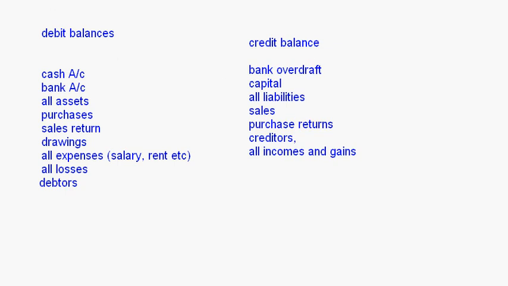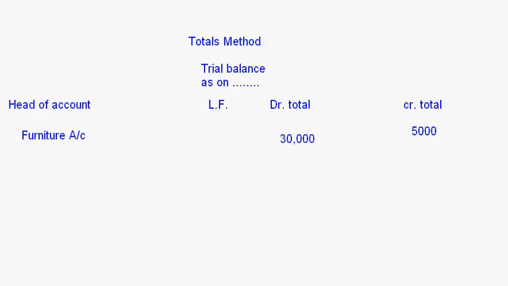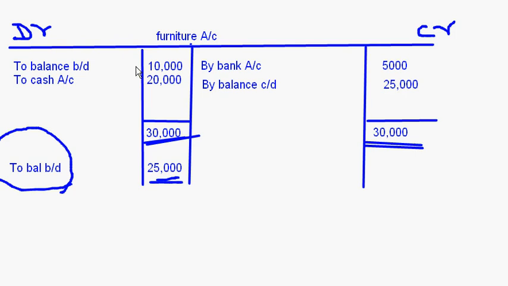Anyway, when you prepare the ledger accounts and balance the ledger account, you will come to know whether it is a credit balance or a debit balance. If the debit side is more, then it is a debit balance. If the credit side is more, then it is a credit balance, right? In this case, the debit side is more, so it's a debit balance here, right? Okay. So this is how a trial balance is to be prepared.